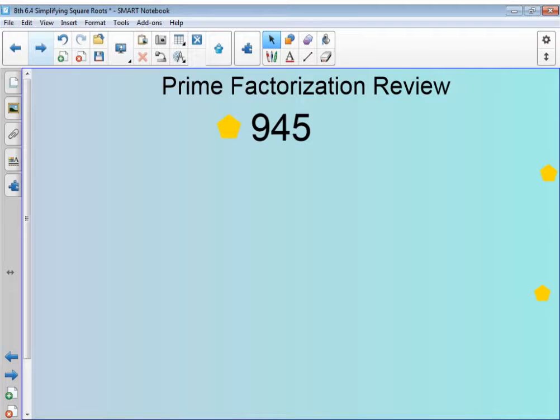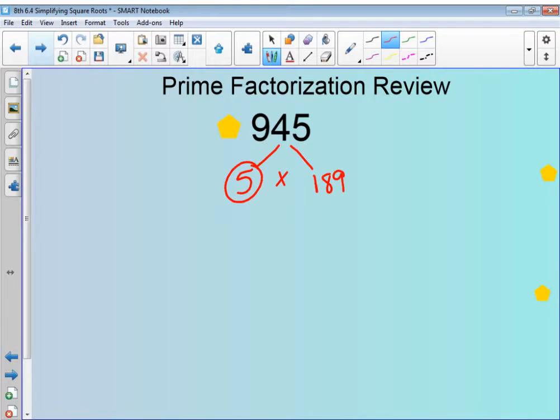Well, it ends in a 5, so I know that 5 is going to go into that. So I'm going to use 5 as one of my numbers. But I need to figure out what I'd have to take 5 times. So I'm going to punch in 945 and divide that by 5. And that gives me 189. Okay, so I have 189 there. Now, can 5 be broken down any further? No. I can only do 5 times 1 to do that.